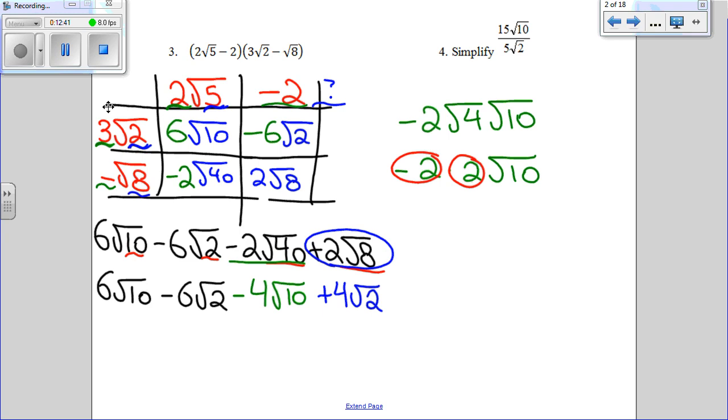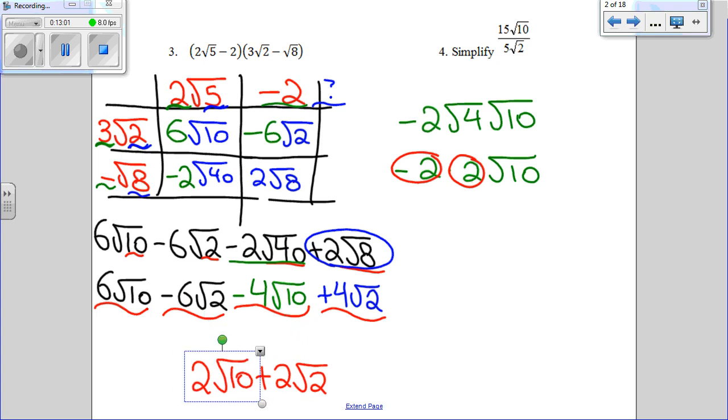It's great that we simplified them, and just like Jackson alluded to, you're going to end up with like terms. You have 6 root 10 minus 4 root 10, that's 2 root 10. Then you have negative 6 root 2 plus 4 root 2, you end up with 2 roots. That would be an answer that would get you 100% on a written question. Oh, sorry, negative 2 root 2. You're definitely right.